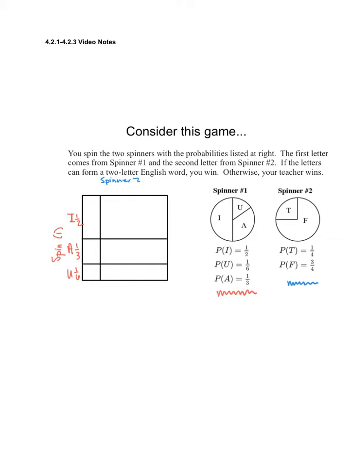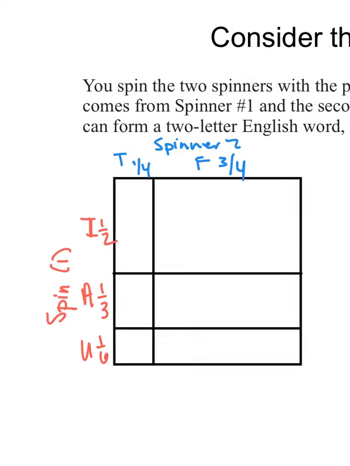And the T is 1/4. And the F is my bigger chunk here, which is 3/4. Now I tried to do my best to make them match up. If you look here, A is 1/3, so that's a little bit bigger than U for 1/6. So then my next step would be go ahead and fill in this area model.